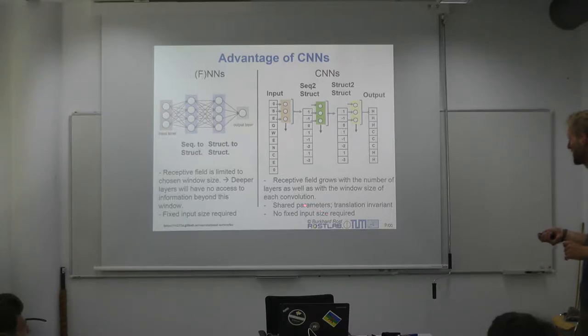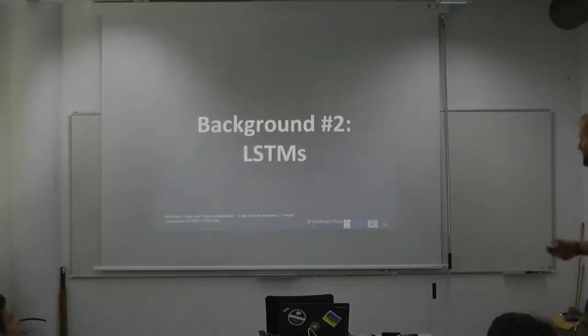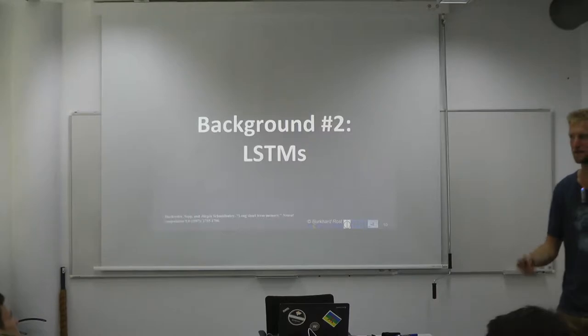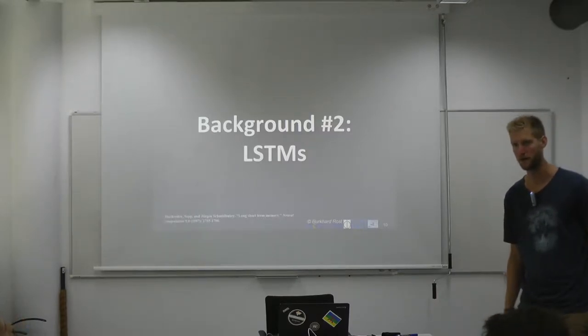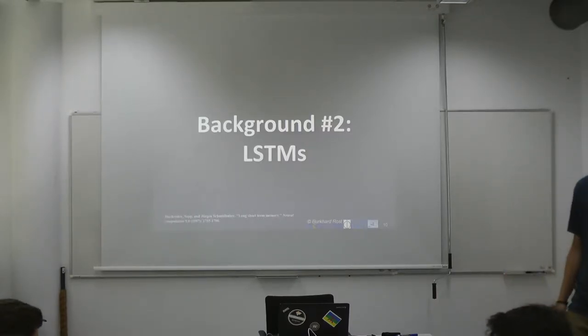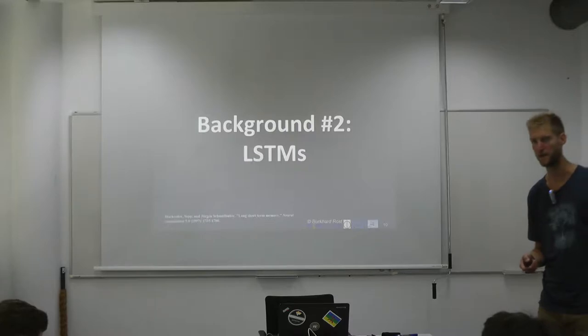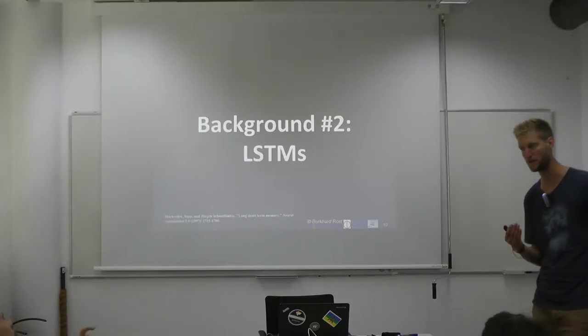That's it. So the shared parameters, this is important. You do not need to iteratively learn what an edge looks like, and there is no fixed input size. So this was just a short walkthrough of what a CNN does, and now let's also just shortly talk about LSTMs, because that is the model which we'll use later.